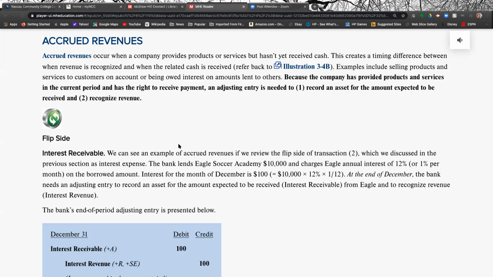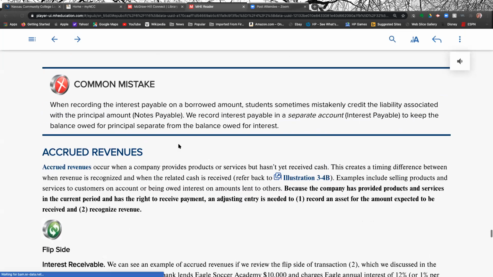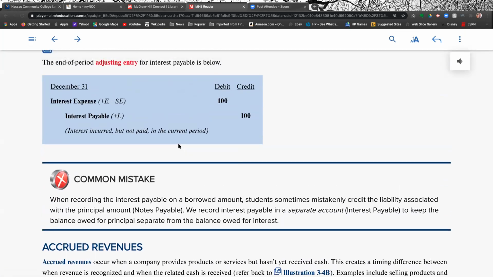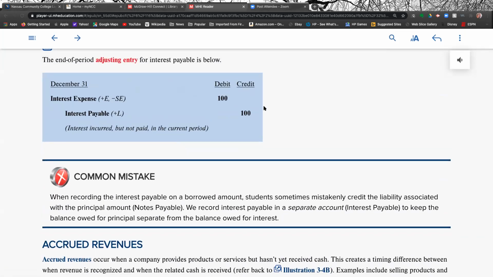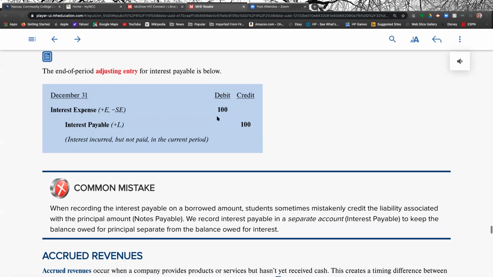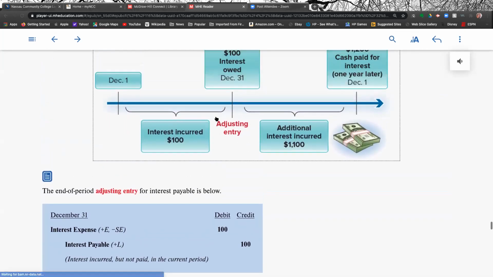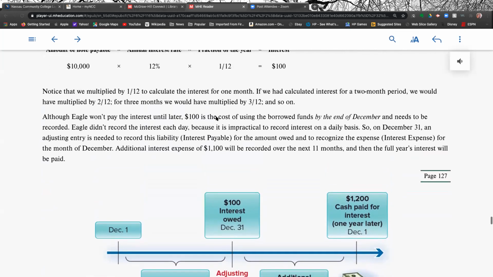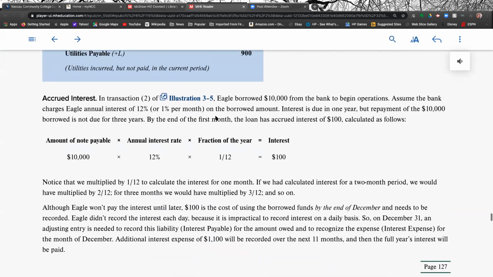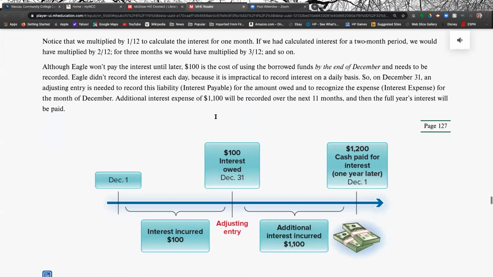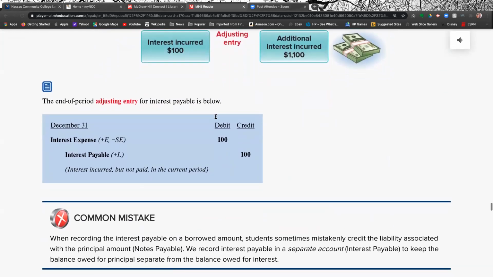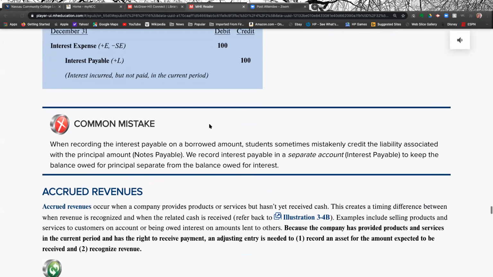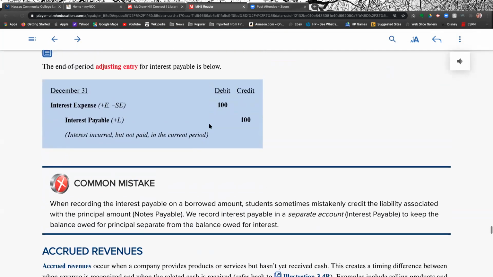of interest receivable. If we go back to this example here, interest payable. Debit interest expense, credit interest payable. This is the entry that's made by the borrower of the money, right? The borrower of the money debits interest expense and credits interest payable. What entry does the lender make, right? If this is a bank, what entry does the bank make for this?